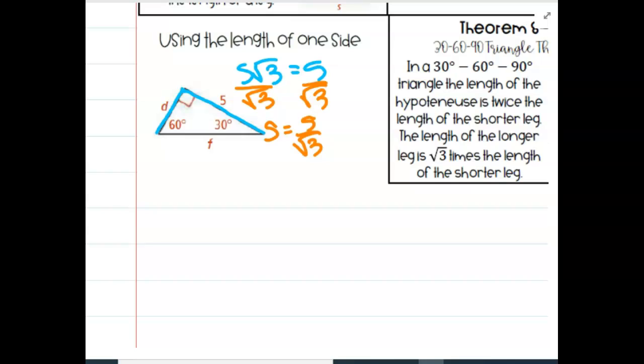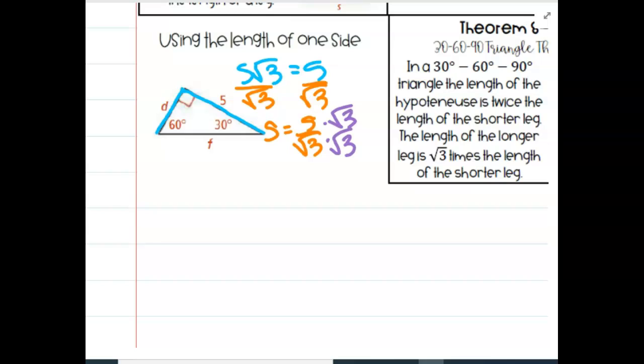This is called rationalizing the denominator. A lot of these in this section are easy to fix. They're not like the super difficult ones that you would have done last year. You cannot have a radical in the denominator. It's not considered simplest form. So to get the radical out of the denominator, you're going to multiply the numerator and the denominator by the radical you're trying to get rid of. So I'm going to multiply by the square root of 3 over the square root of 3.